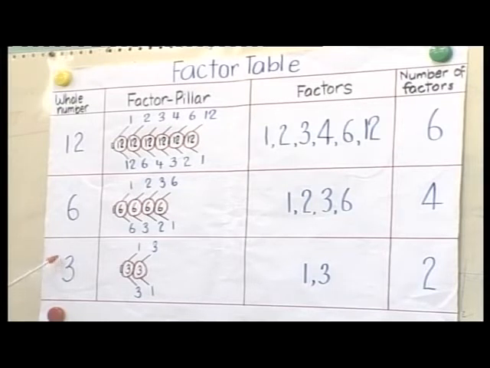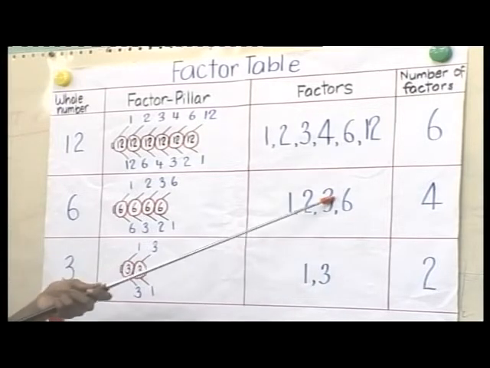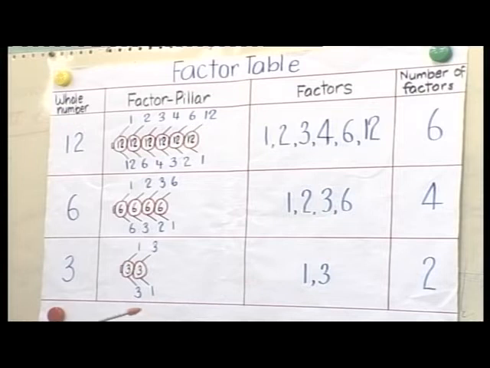Now the next one, the whole number 3. What are the factors of 3? 1 and 3. Only how many? Only 2 numbers, or 2 factors, because 1 times 3 gives you 3, and the other way around, 3 times 1 gives you 3. So that's how we identify, or pick out, the factors of a whole number.